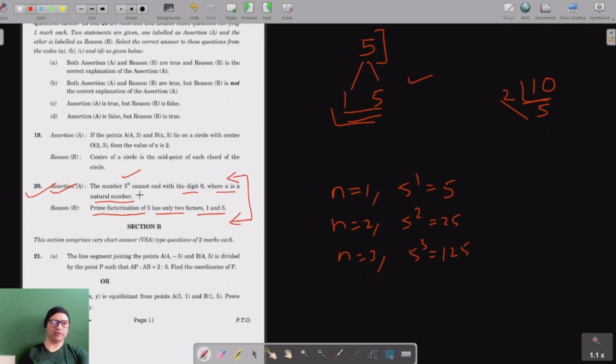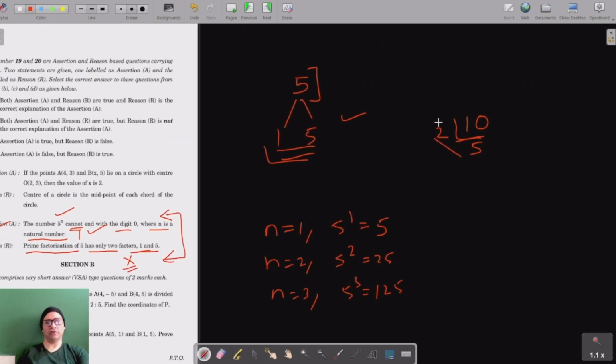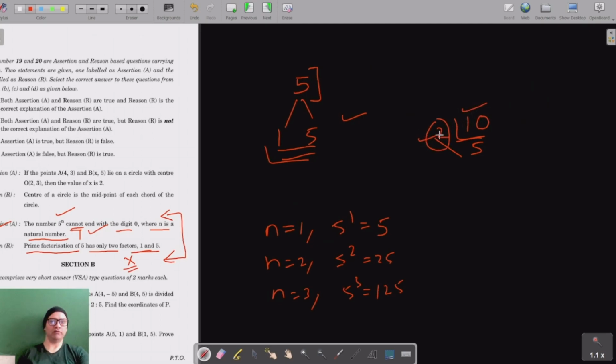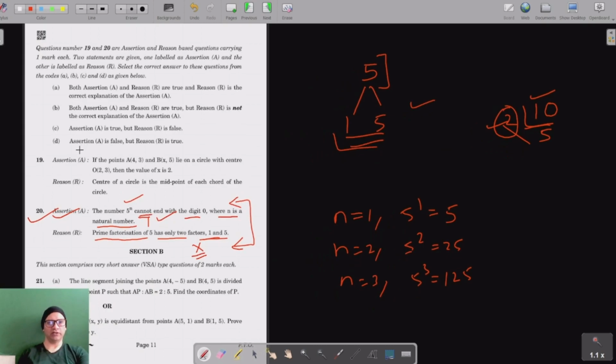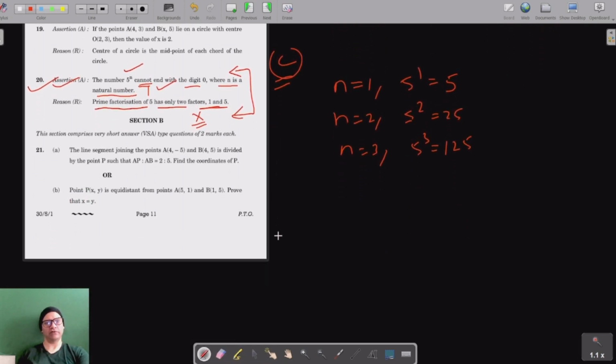So this assertion, 5 raised to the power n cannot end with digit 0, is true. Now, the prime factorization of 5 has only two factors, 1 and 5. That is not the reason. The reason is that it does not have 2 as a prime factor. For any number to end with 0, it should have 2 as a prime factor as well. So in this case, assertion is true and reason R is false. So option C is the correct answer for question number 20.